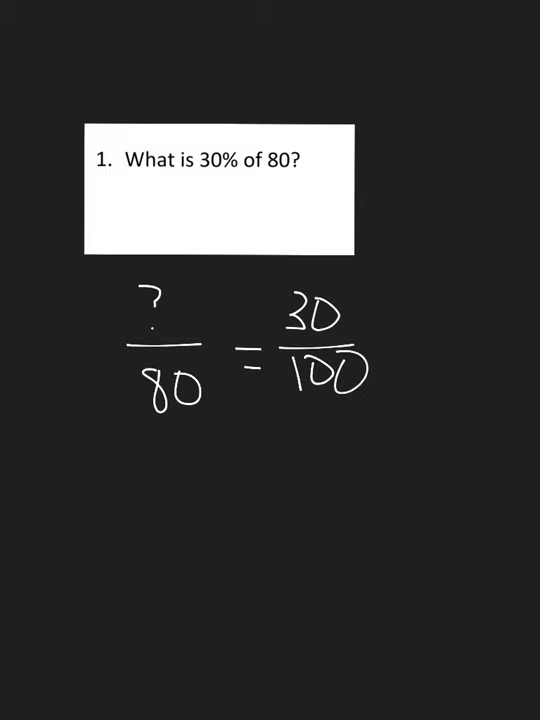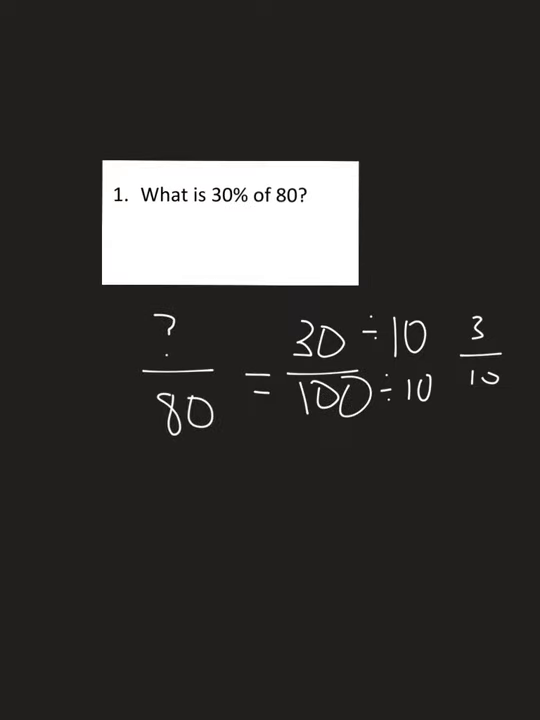So there's not really an easy relationship between 30 and 100 or 80 and 100. But what we can do is simplify 30 over 100. If we simplify 30 and 100, we can divide each by 10, and so we would then have 3 over 10.